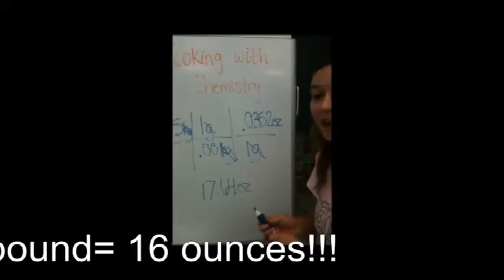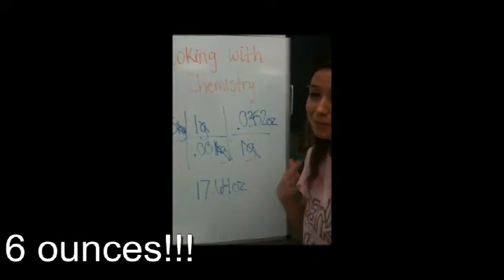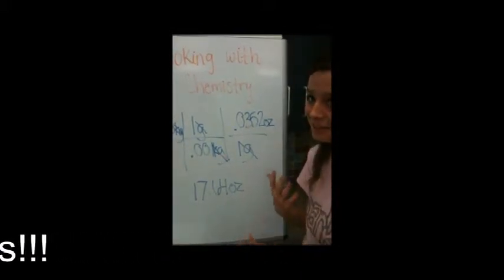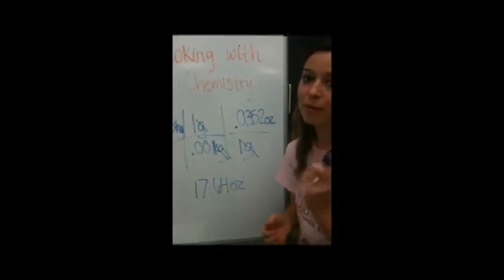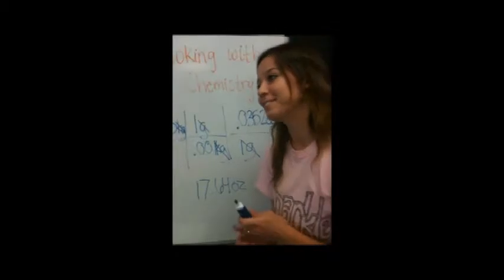And in every pound, there are 16 ounces. So it's just simple math. You take 18 and divide it by 16, and you get 1.1 pounds. So that's what you need, Randy.